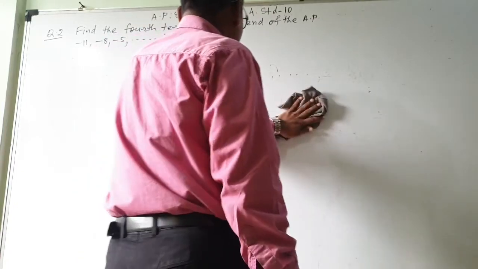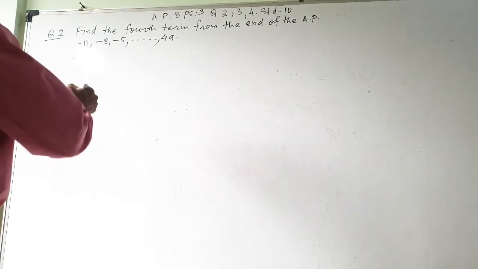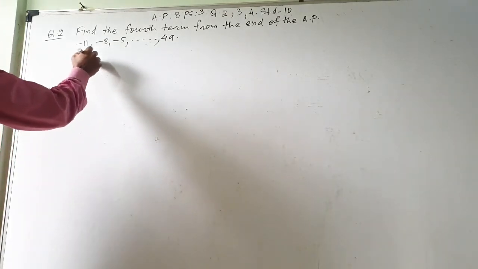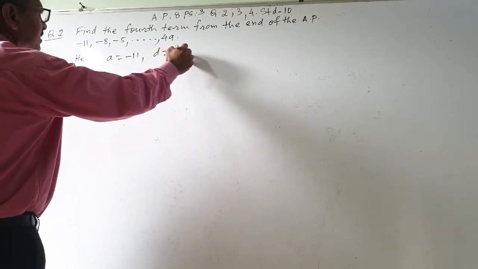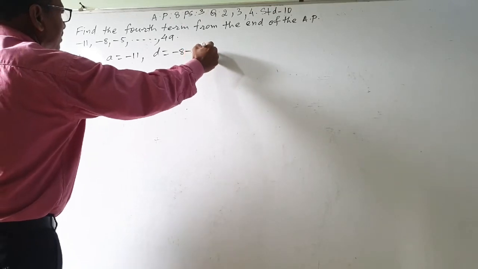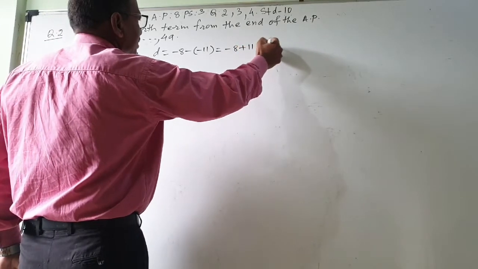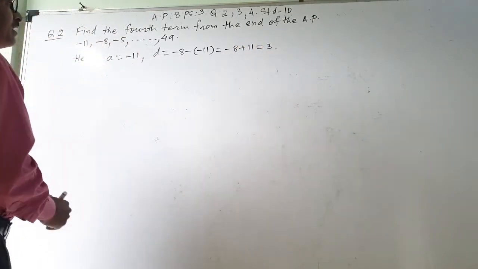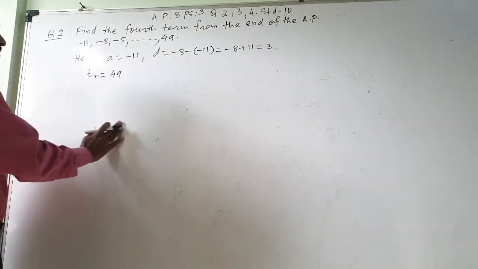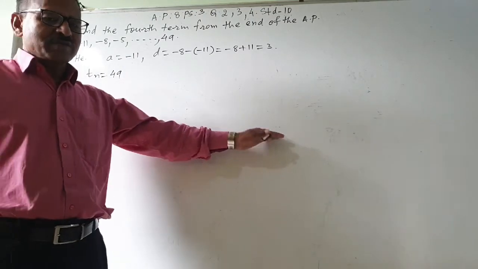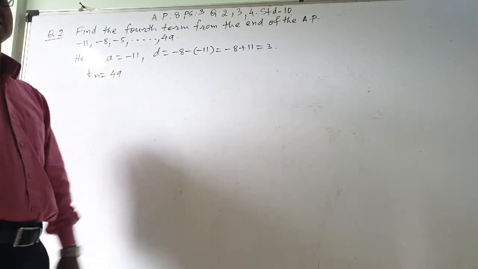So what I will do is find a. Here a is equal to minus 11, d is equal to minus 8 minus minus 11, that is minus 8 plus 11, which is equal to 3. Now this is the last term, Tn equal to 49. First of all I have to find how many terms there are. Fourth term from the end I want, so I will find it.